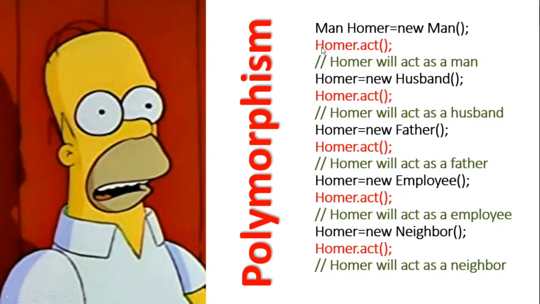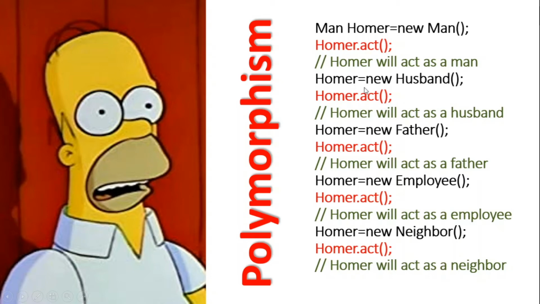Now, after that, I called a function called act using the object Homer. So basically, the act method inside the class man is going to be executed, which basically defines how a man will act.